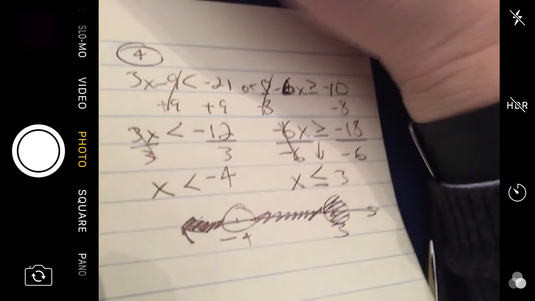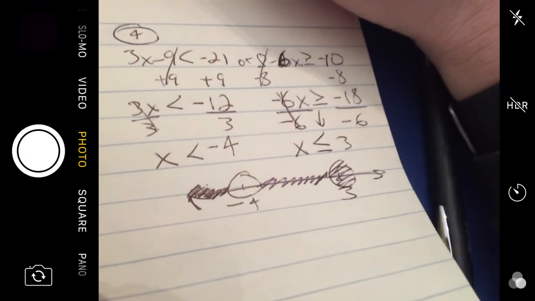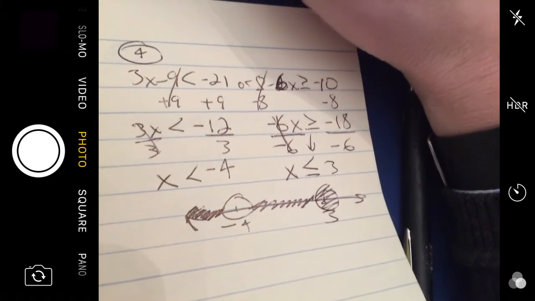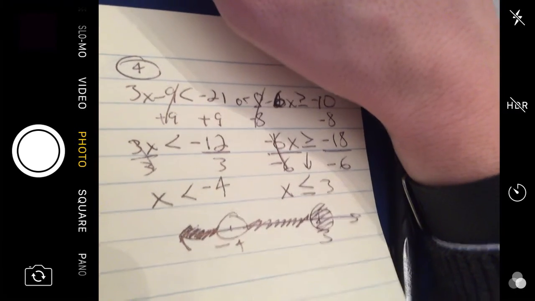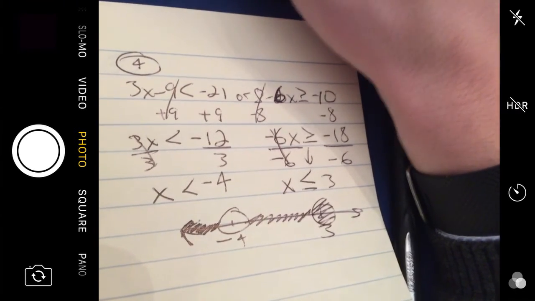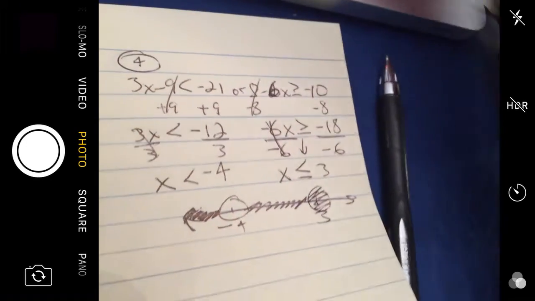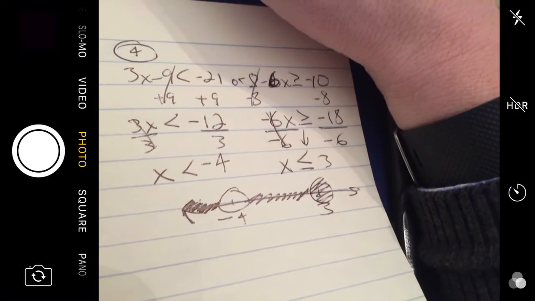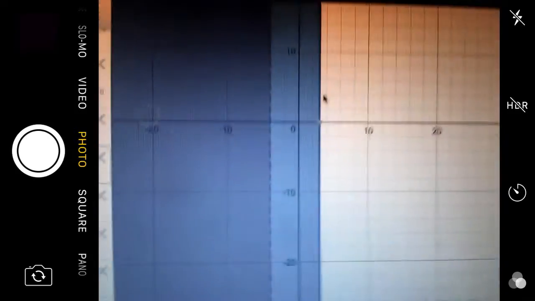I'm going to go ahead and check it here. As you know, when you see something like this happen, you're just going to red flag. Let's see what happens if I check my answer by graphing. 3x minus 9 is less than or equal to negative 21. Oh, no, wait a minute. I typed in the calculator wrong here. 8 minus 6x is greater than or equal to negative 10. Yep. Sure enough, that's correct.